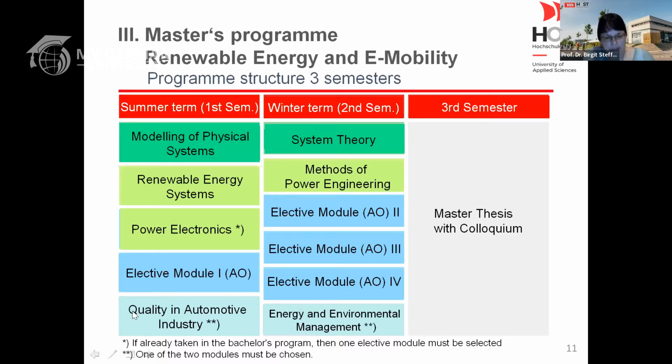Then we have the interdisciplinary qualifications, 1 from 2. Here you have the choice between quality in automotive industry and energy and environmental management. Here the explanations. One of them you have to take. All modules have 5 ECTS points and 4 semester hours per week. In the last semester, you have to work on your master thesis at a university or in a company.